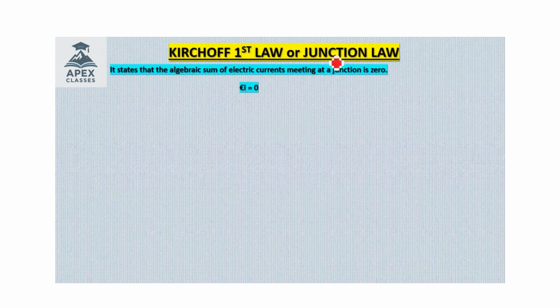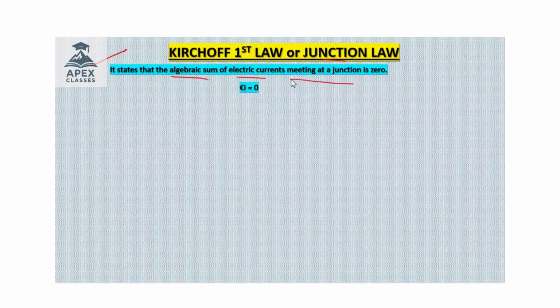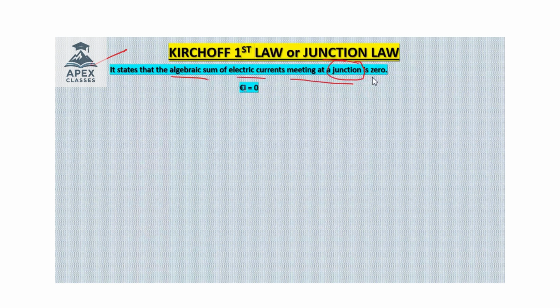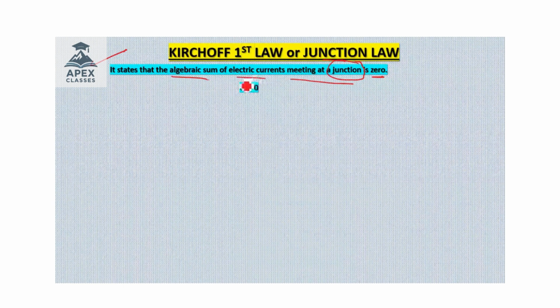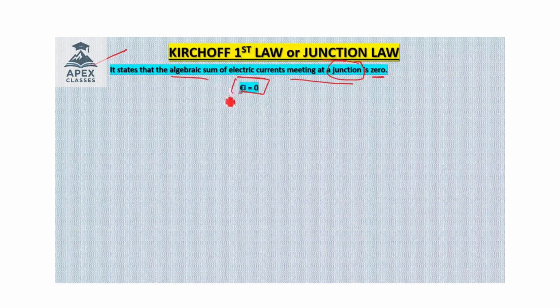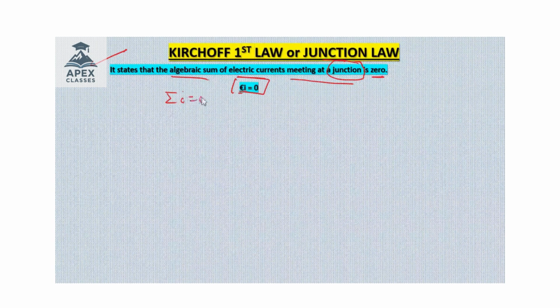Which is also known as the junction law. And it states that the algebraic sum of electric current meeting at a junction, and be very careful, this word junction is important, is zero. So what does it mean? The summation, I don't know whether it's summation or looks like a euro. The actual symbol will be like this, so the summation is zero.